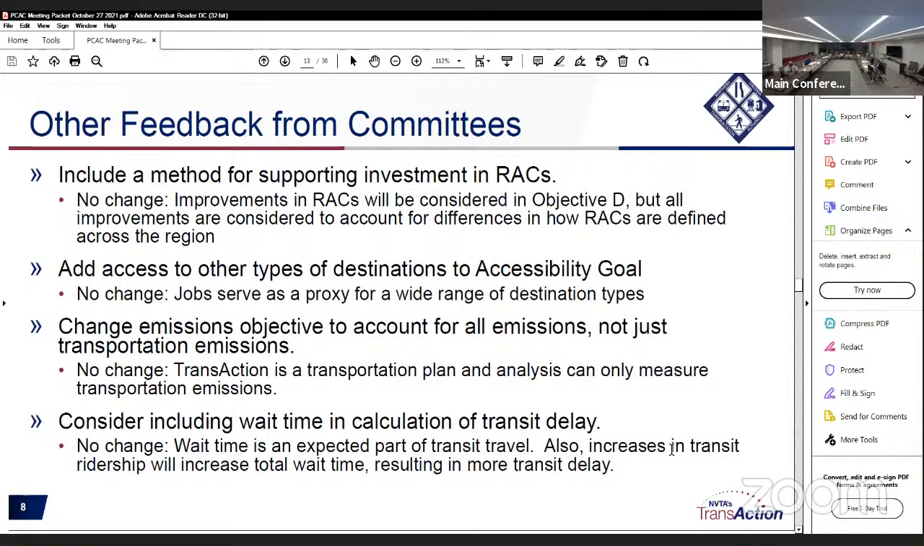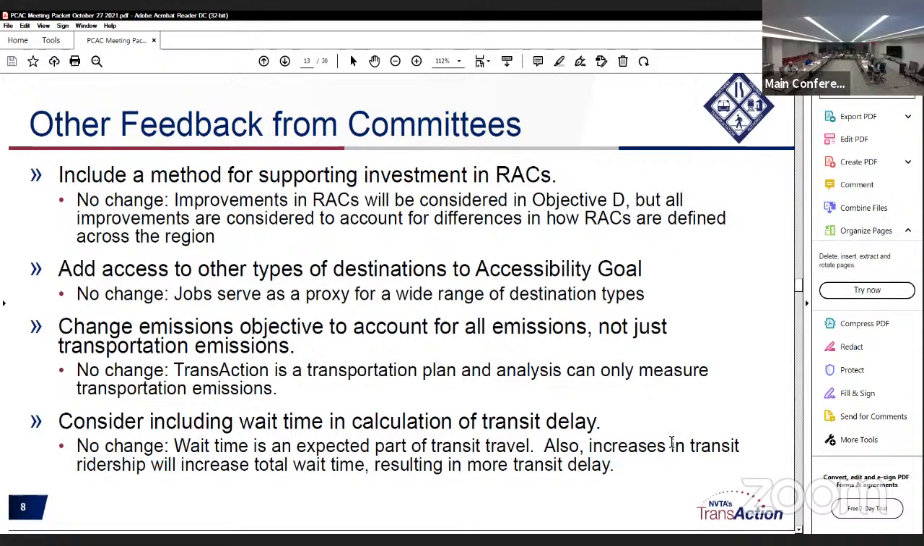No change there. The improvements in the activity centers will be considered in the objectives related to accessibility, but we're not specifically calling out the regional activity centers themselves. So benefits are there, but it's not a specific part of the measure. Adding access to other types of destinations. Right now, we're focused on access to jobs. No change there. Again, with the data that we have, jobs serves as a good proxy for a variety of destinations: jobs, shopping, school, other medical locations. We can identify those with jobs, but it's representing access to those locations for multiple types of trip purposes.